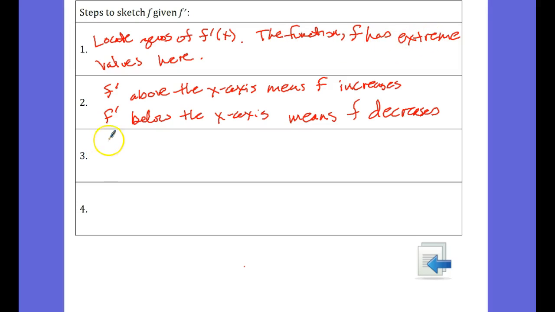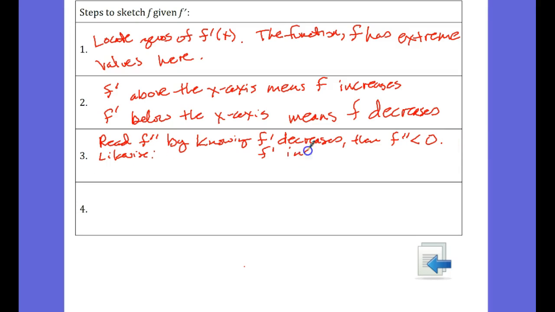Now we get into f double prime. So how do we interpret f double prime? Well, again, remember that that's the slope of f prime. So read f double prime by knowing that if f prime decreases, then that means that your f double prime values, or your slopes, are negative. Likewise, f prime increases implies that f double prime is positive.